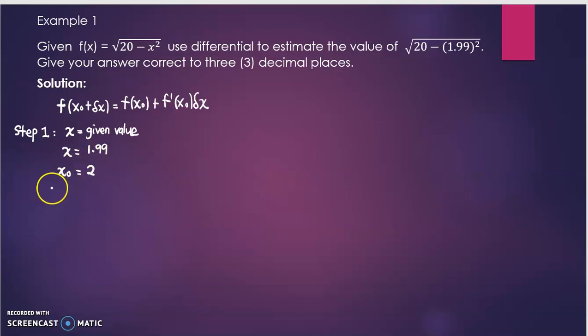Next, in step 2, we try to find Δx. Δx is x minus x0, where our x is 1.99 minus x0, which is 2. So 1.99 minus 2 becomes negative 0.01.